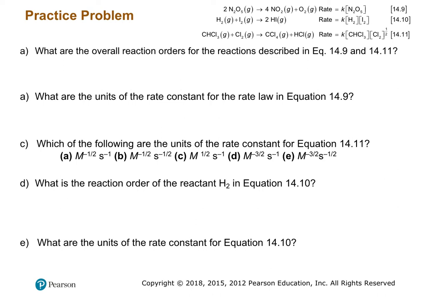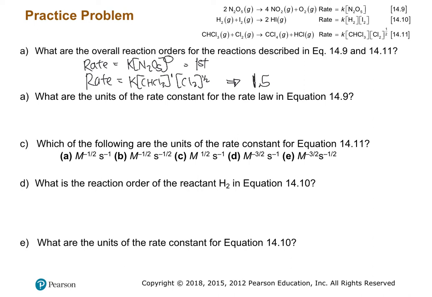Okay, so we're going to be using these reactions that we looked at earlier. Let's figure out the overall reaction order for 14.9 and 14.11. So 14.9 is K times N2O5, and that's just to the first, so the overall reaction order is first. Now for 14.11, I have K times CHCl3 to the first, and then Cl2 to the 1/2. So the reaction order is 1.5.